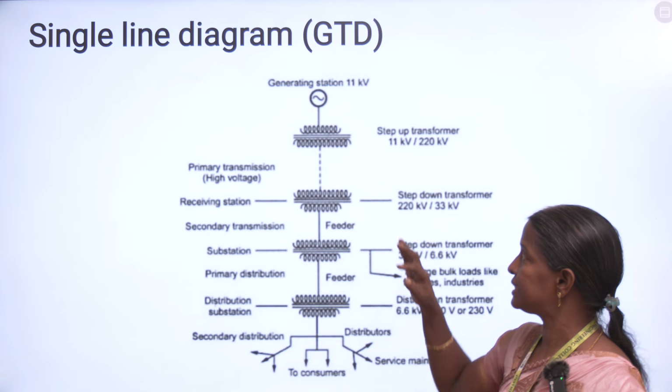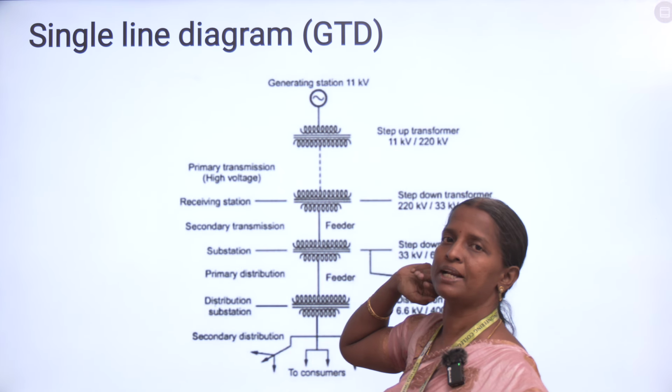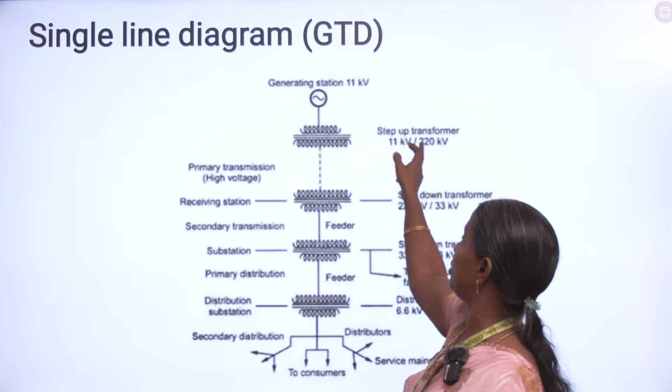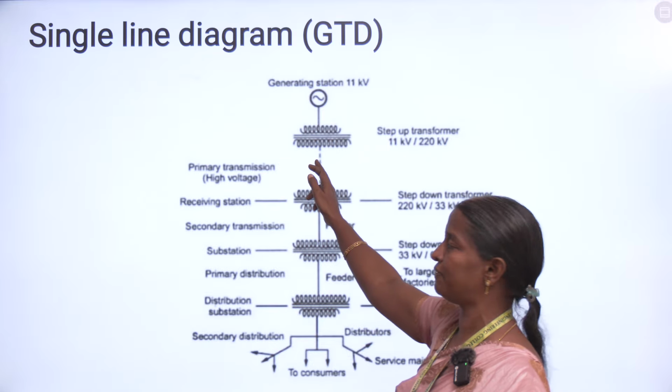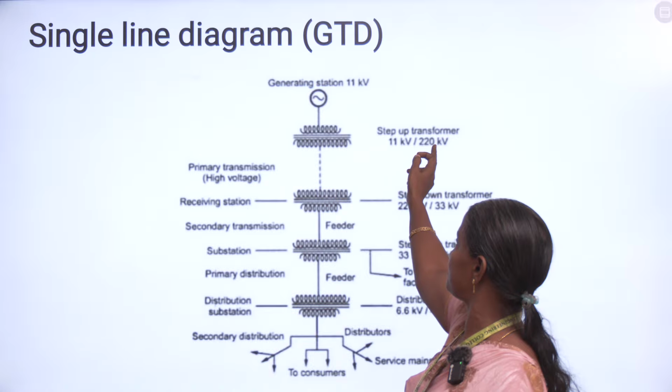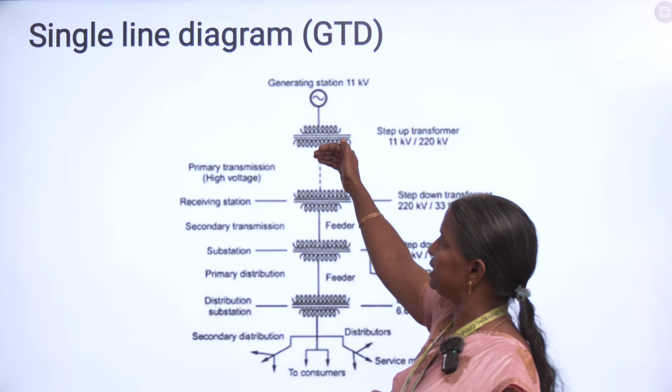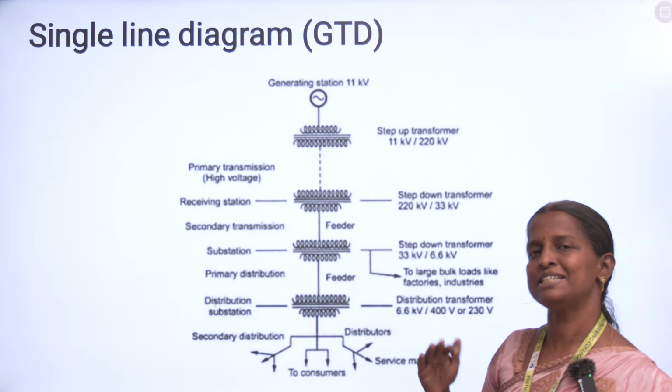Now, how are we selecting? Here we are using a step-up transformer. So what is a step-up transformer? The input voltage is 11 kV, and the output voltage, for this particular substation, is 220 kV. If you give 11 kV input, we will get 220 kV. It will be stepped up.